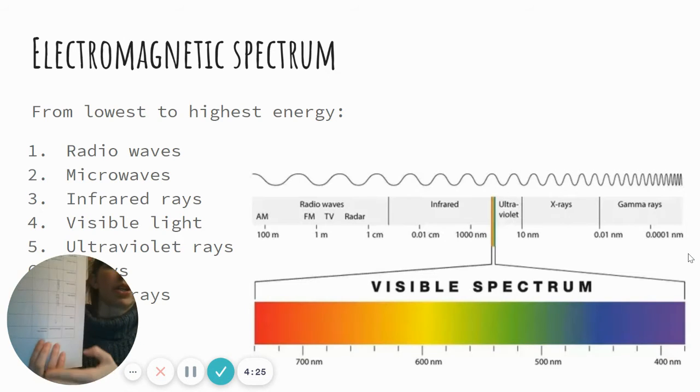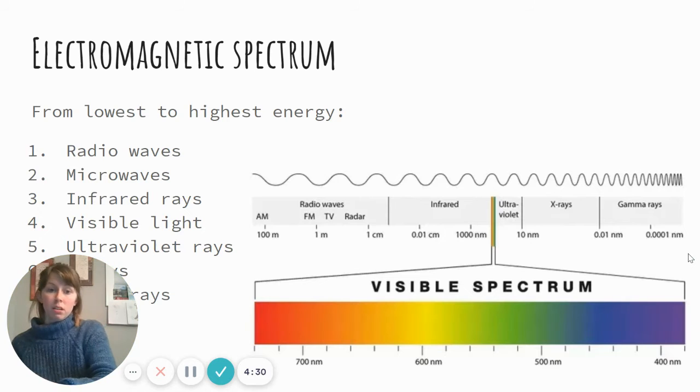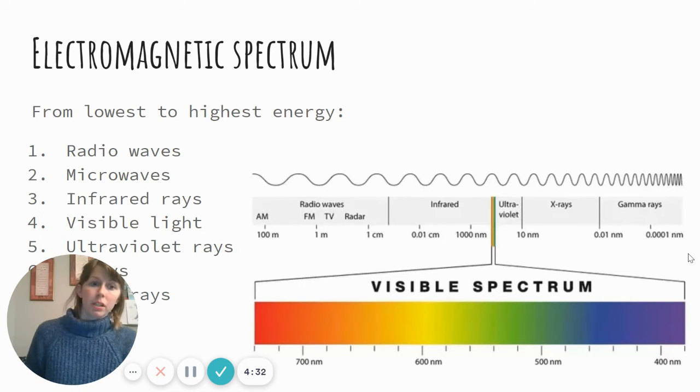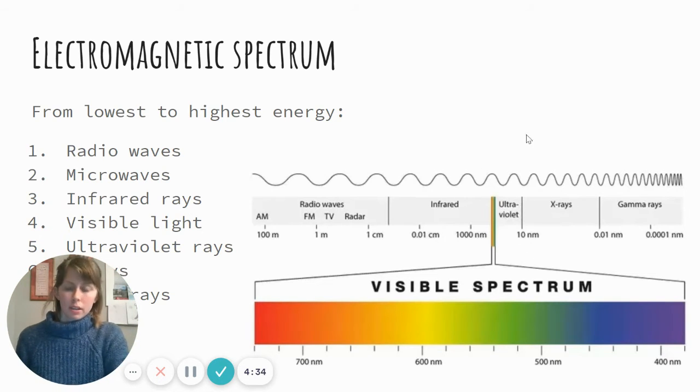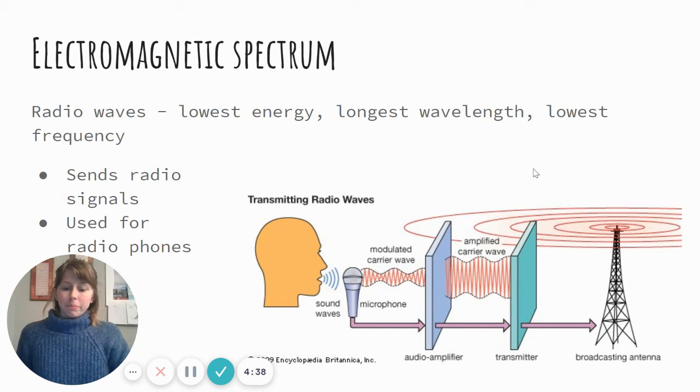X-rays have more energy than infrared. If we look at our visible spectrum, red has less energy than purple because purple is further along in our spectrum. I can explain that more if you need some help. The radio waves have the lowest energy, longest wavelength, and the lowest frequency. So energy and frequency will be the same. If it has low frequency, remember that's like up and down, it has low energy.